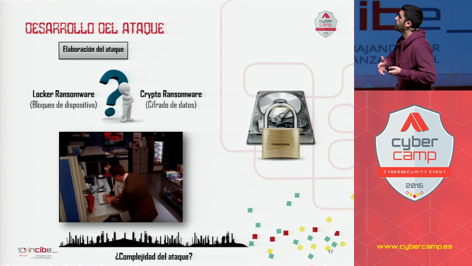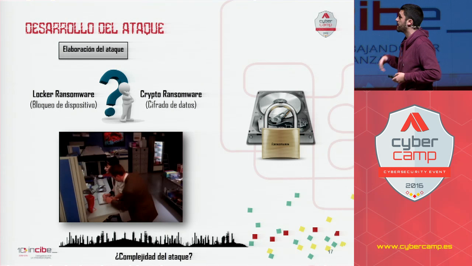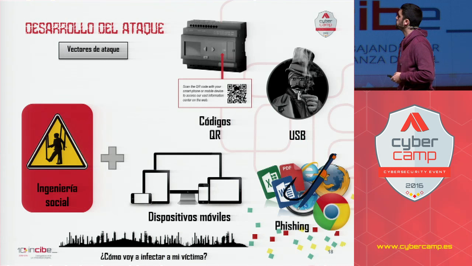And this is the attack production. Will it be a ransomware, a crypto ransomware, just some data? Do we lock the devices and take it all down? Depending on what we want, complexity can be higher or lower. Attack vectors.